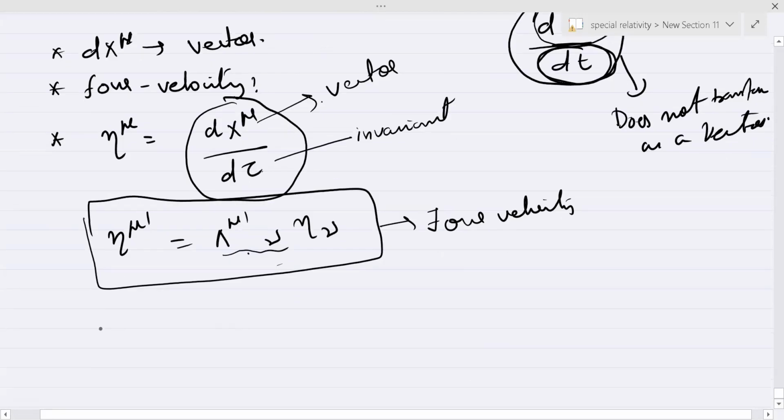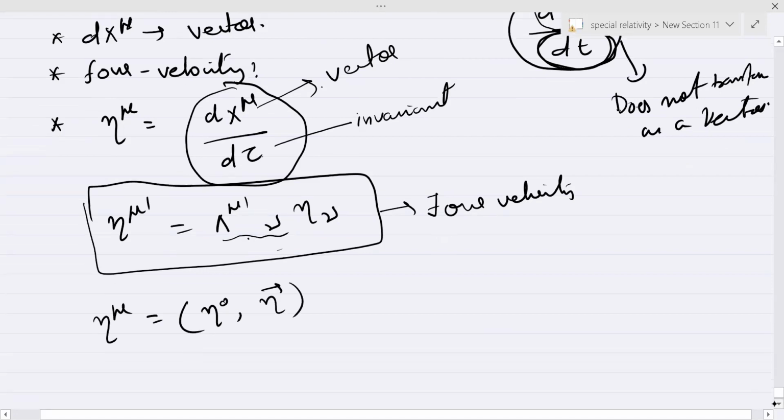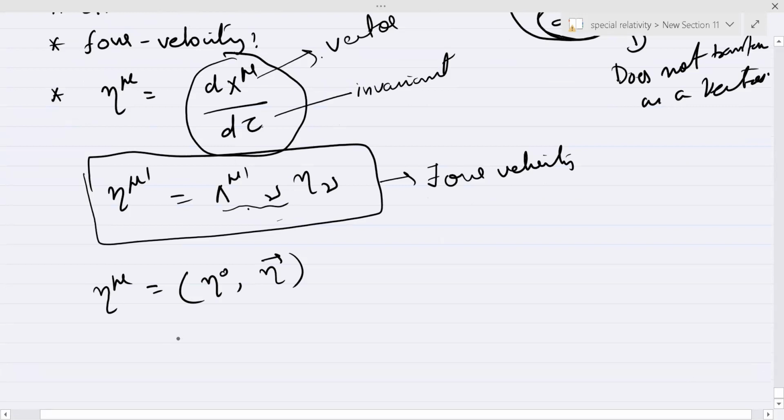Now let's look at the components of this 4-velocity. η^μ, the components we can write as η^0 comma η vector, or you can write it as η^i if you like. You should be familiar with both notations. We can also write it as η^0, η^i, where these Latin indices we are using only for the spatial part.